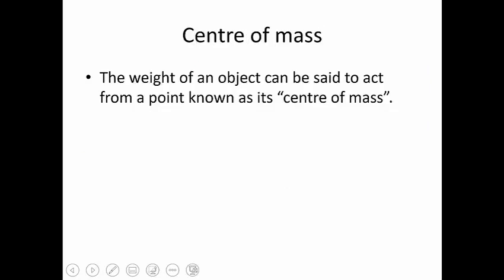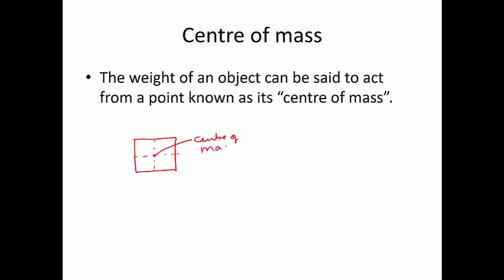Okay, so the next thing you need to know about is the centre of mass. We say that the weight of an object is acting from the point called its centre of mass. If we want to find the centre of mass of a symmetrical object, we find where the lines of symmetry cross, and that point is the centre of mass. That's nice and easy. If we wanted to define centre of mass, we would say that the centre of mass is the point at which the mass of an object can be considered to be concentrated.